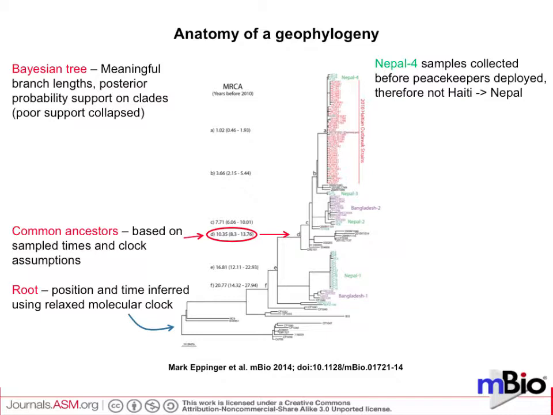The other nice thing about this is that by using a molecular clock or a relaxed molecular clock, what's the title of that paper where it was first introduced? It's called Relaxed Phylogeny and Dating with Confidence, which is a pretty good title. So you can infer the position of the root and the time of the root, right? The ultimate origin, the common ancestor of everything in the tree.